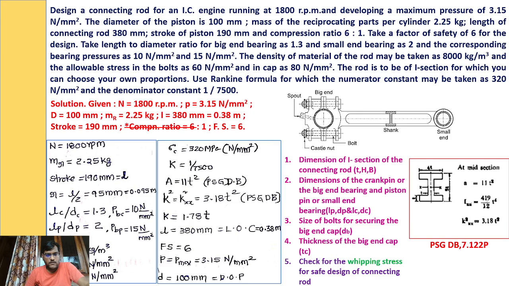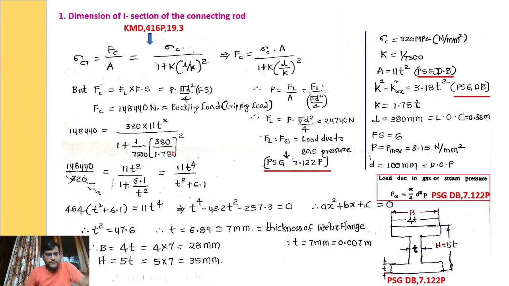So if you observe, this is the crippling load formula. In this formula, sigma CR is equal to FC by A, is equal to sigma C by 1 plus K, L by K whole square. So here we can write FC is equal to A into sigma C by 1 plus K, L by K whole square. Here, sigma C is in the numerator and K is in the denominator.